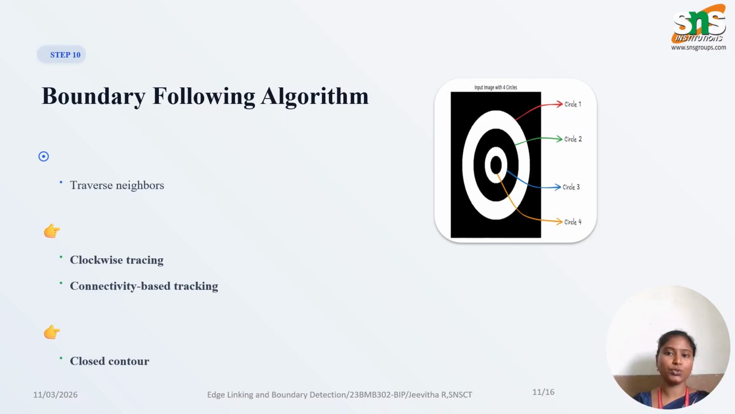Boundary following is used to trace a boundary completely. The idea is to start from one boundary pixel and move to its neighbor. Continue tracing in a consistent direction, usually clockwise. We use connectivity rules to ensure correct tracking. Finally, we return to the starting point. For a closed contour, this gives a complete boundary representation.